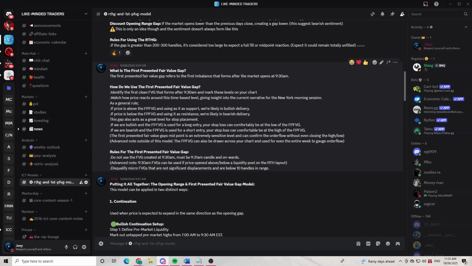If we are bullish and the first presented fair value gap is used for a long entry, your stop placement can comfortably be at the low of the first presented fair value gap. If we are bearish and it is used for a short entry, your stop loss can comfortably be at the high of the first presented fair value gap, roughly, okay? Given a couple of handles, whatever, use logical levels, all right? The first presented fair value gap midpoint is an extremely sensitive level and can confirm the order flow without even closing the high or the low.